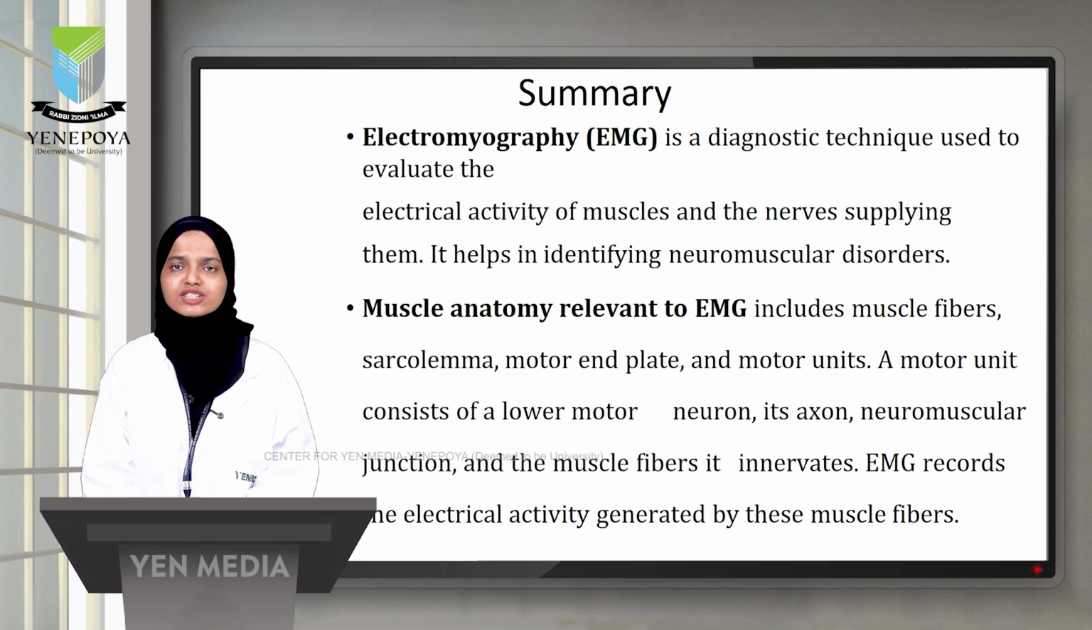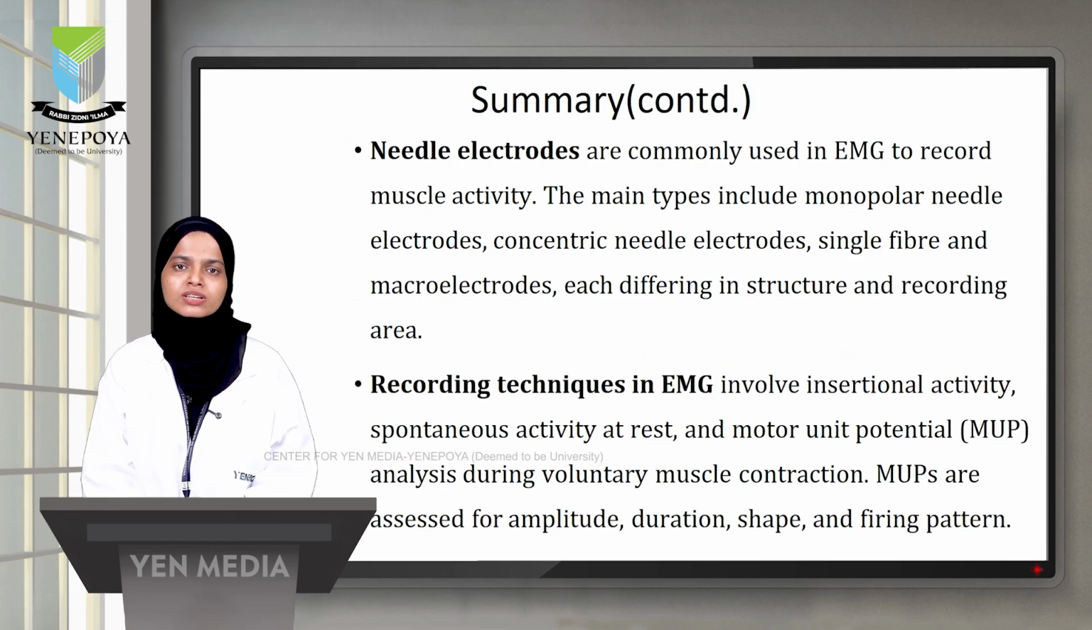Muscle anatomy relevant to EMG includes muscle fibers, sarcolemma, motor end plate and motor units. A motor unit consists of a lower motor neuron, axon, neuromuscular junction and the muscle fibers it innervates. EMG records the electrical activity generated by these muscles. Needle electrodes. There are 4 types of needle electrodes used to record muscle activity in EMG. The main types include monopolar needle electrode, concentric needle electrode, single fiber and macro electrode. Each differs in structure and recording area.